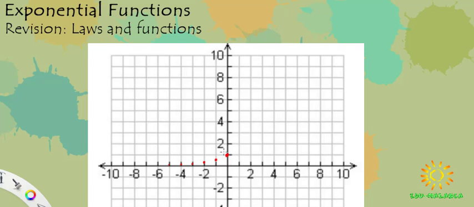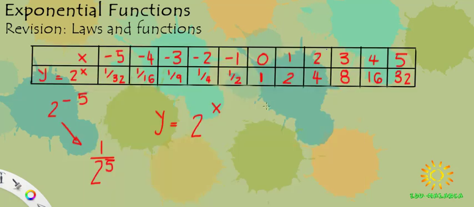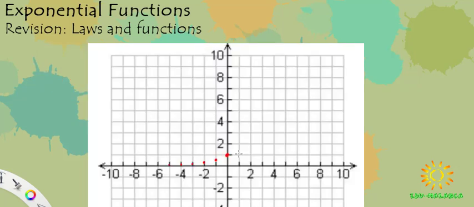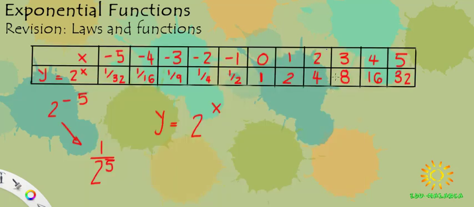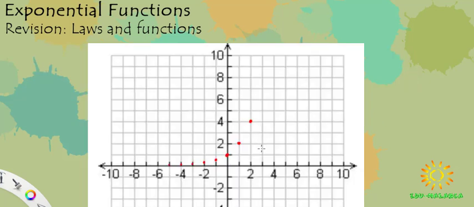On the positive side of things, let's look. When your x is 1, y is equal to 2. And when your x is 2, y is equal to 4. Let's draw it on the axis. When your x is 1, y is equal to 2. And when your x is 2, y is equal to 4. Our axis ends at 10, so the last one that we can draw is when x is 3, y is equal to 8. So let's go. When you have 3, then you go to 8.